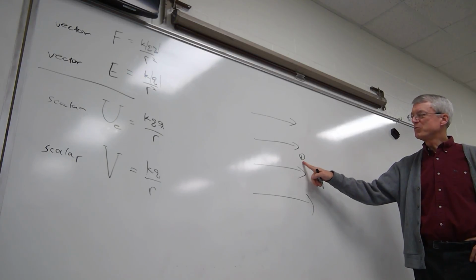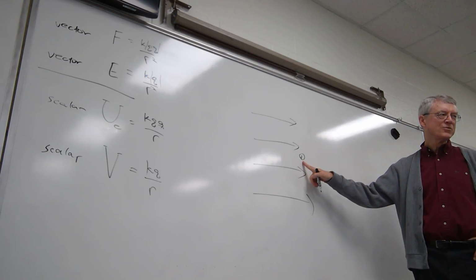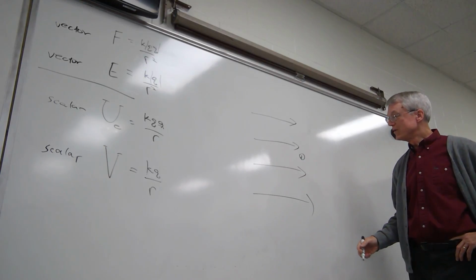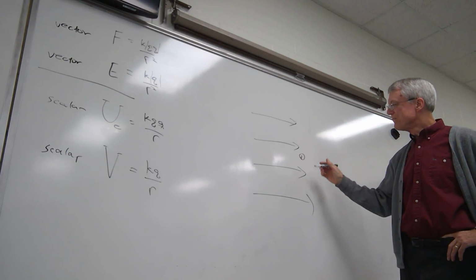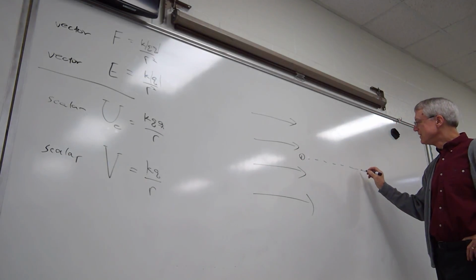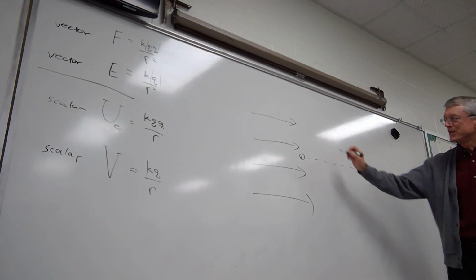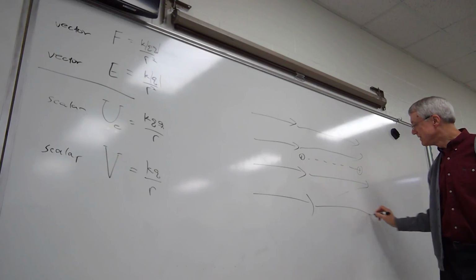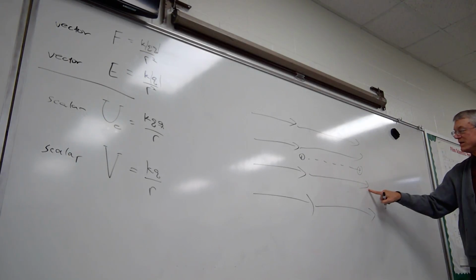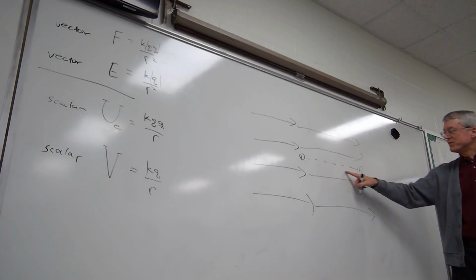Which way would this proton move? Left or right? Or up or down? Right. It would move to the right. So let's say I just let go of it and it moves over here somewhere. And this electric field is constant, okay? These are field lines. So I let go of it, it moves over to here.